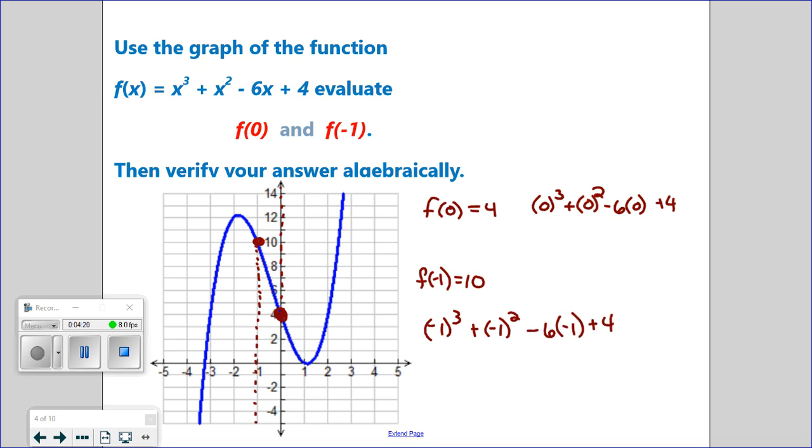That'd be negative 1. That'd be positive 1, which is going to be 0. That'd be 6. That'd be 4. 10. It's going to be 10. Any questions on looking at a graph and finding our function value? Now, if you had said 9 instead of 10 and I did not give you the function, you're good. Okay? As long as we are close, kind of showing that we know where we're supposed to be looking, you are understanding the concept there.